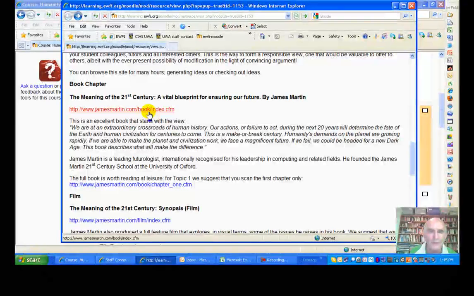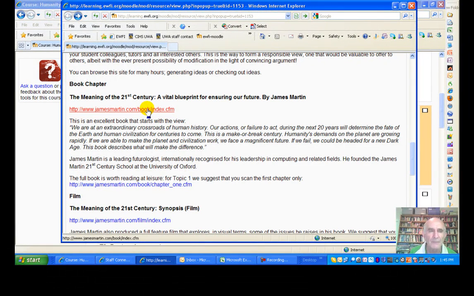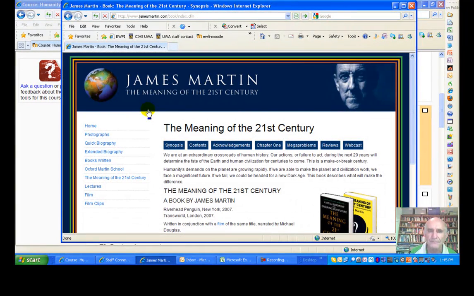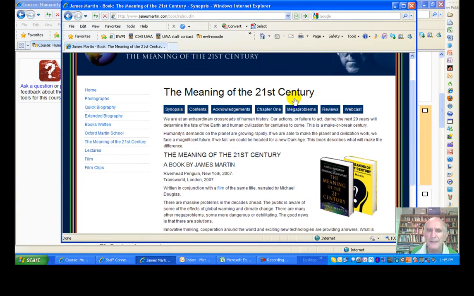Next resource is a book by James Martin, The Meaning of the 21st Century, a fairly basic book that a lot of you might want to buy or get hold of from the library. Excellent book, a few years old now, but written by a really quite extraordinary person. James Martin is a little bit like a Bill Gates. He made a fortune out of the computer industry. Very clever man, and he gave a lot of his money back to Oxford University to really think into the future. He's particularly worried about where our humanity is going, and he's written an excellent book to try and, I suppose, explain his ideas to us.